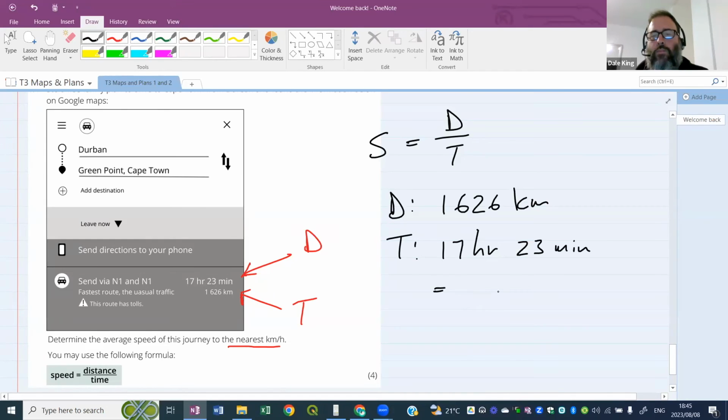You need to divide by 60 to get the hours. Yes, you're right. We do need to divide by 60. We need to take these minutes and divide by 60. Let's do it here quickly.